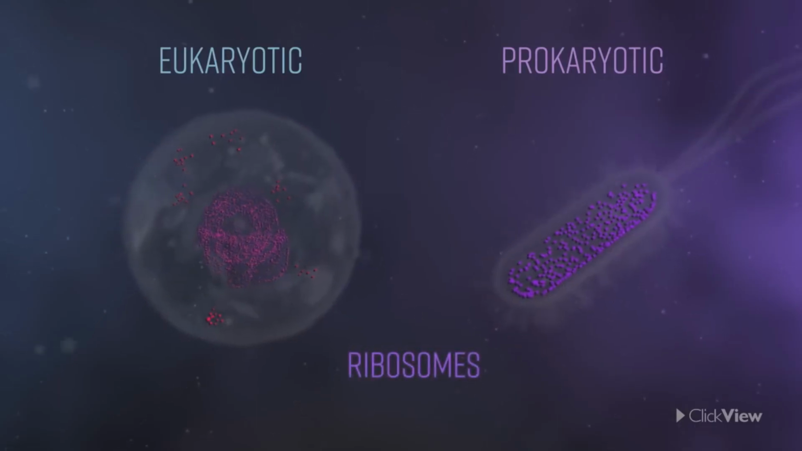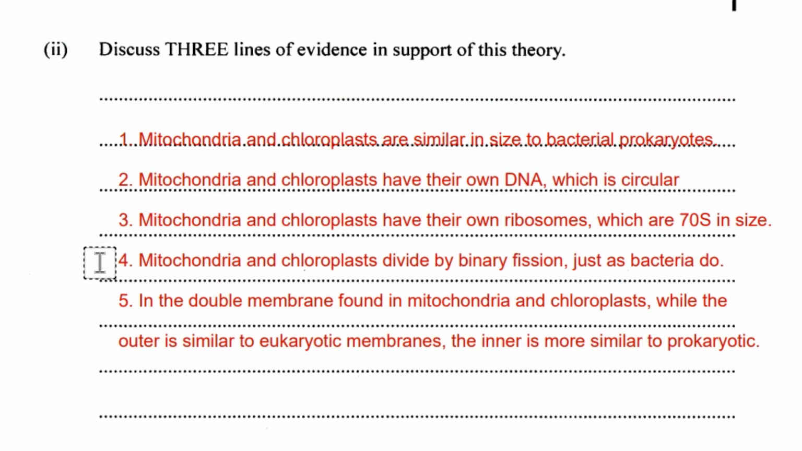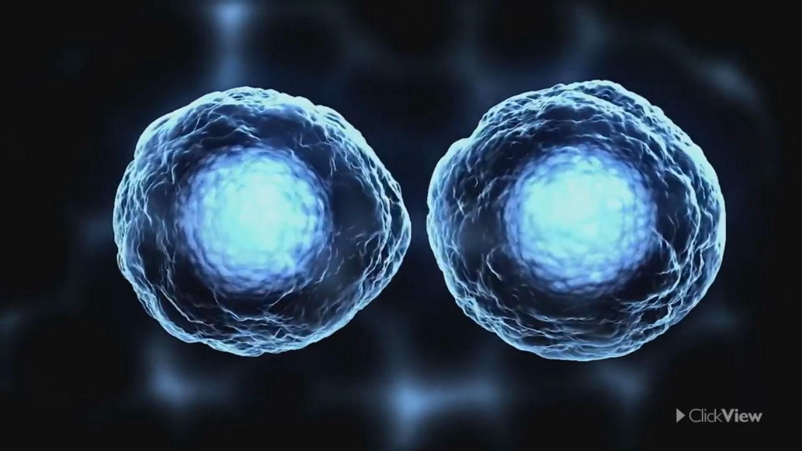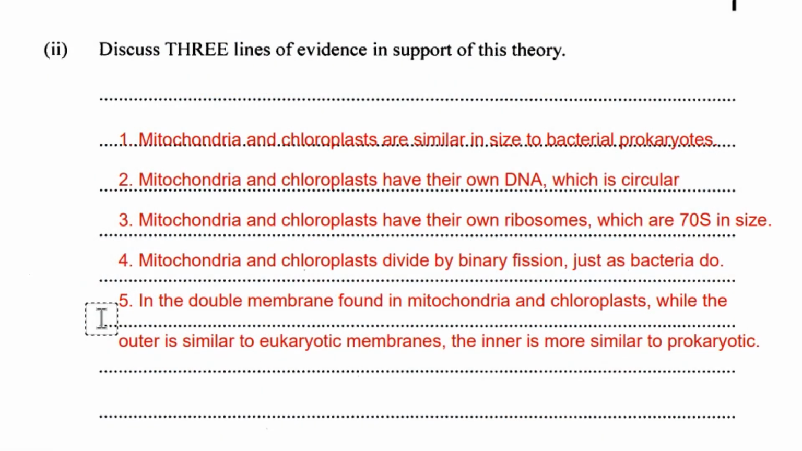4. Mitochondria and chloroplasts divide by binary fission, just as bacteria do, even though the eukaryotic cell may divide by mitosis. And 5. In the double membrane found in mitochondria and chloroplasts, the outer membrane is similar to eukaryotic membranes, but the inner one is more similar to prokaryotic. So that is quite interesting. What you want to do is have 3 of these. I would suggest the first 3 are typically the easiest to remember. And you should get all your marks if you state that and compare it to prokaryotes.